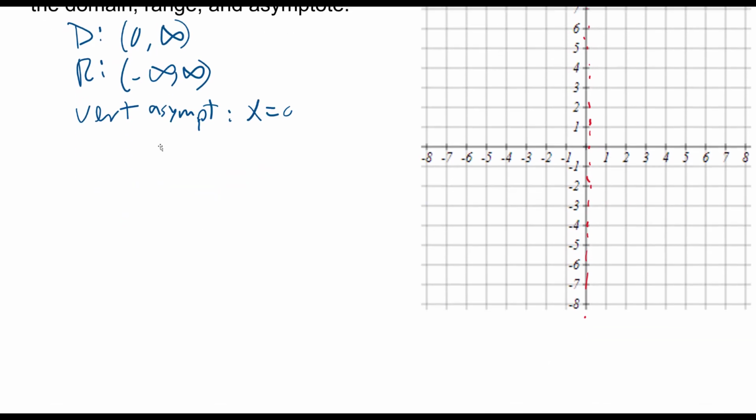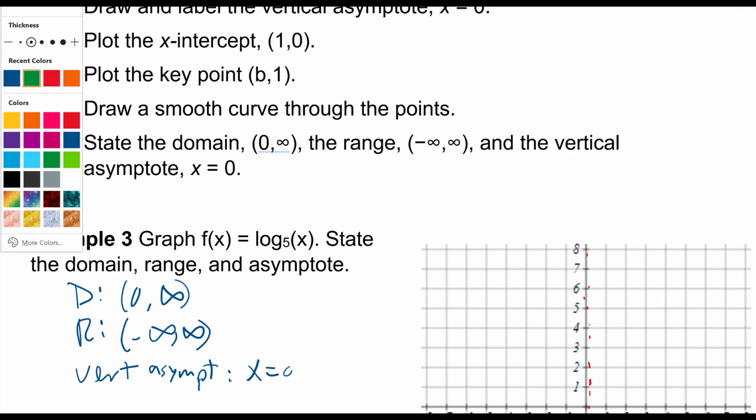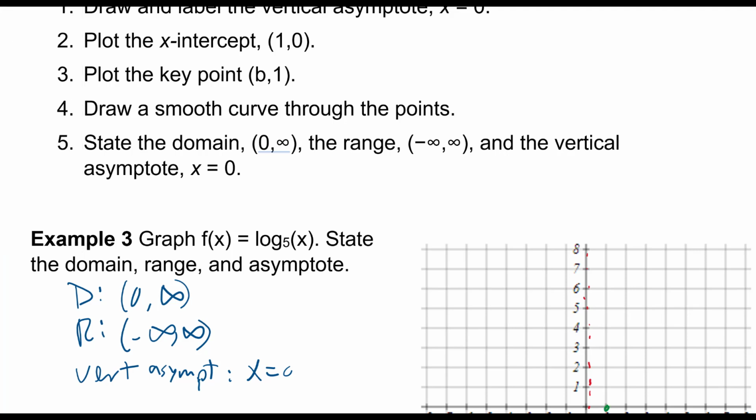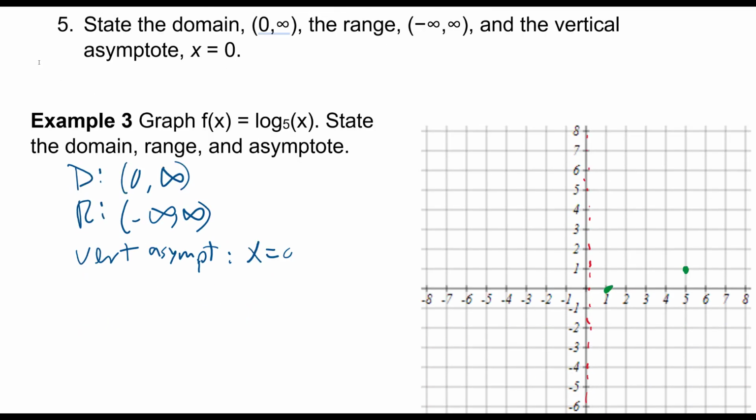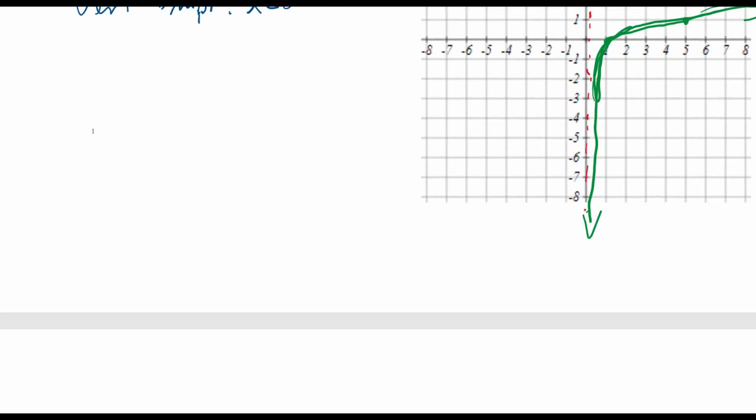Then it told us to plot the x-intercept at 1, 0. So let me go to green. So we have 1, 0. I'm going to plot that there, and then b comma 1. So this has to be a base of 5, so 5 comma 1. And that's what we need to graph. I always make it more complicated on myself. And then it's going to go down like that. That's our asymptote. Probably make it a little bit more curvy. Okay. That's graphing a logarithmic function.